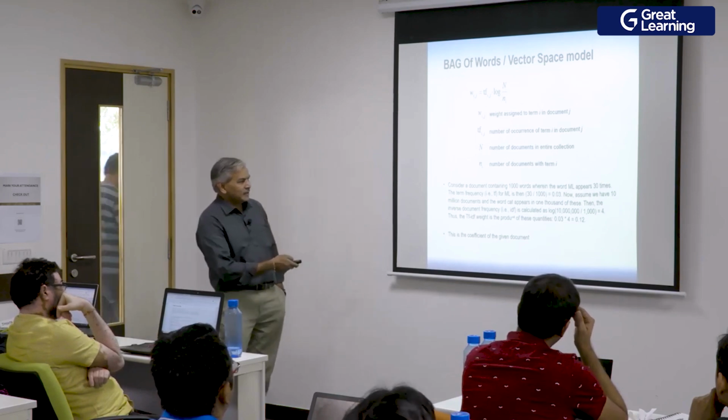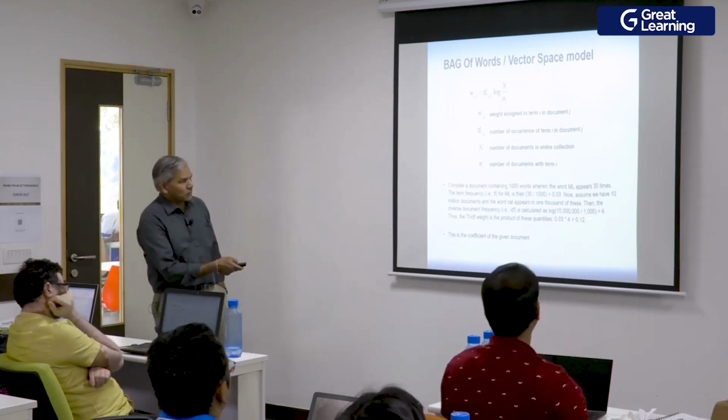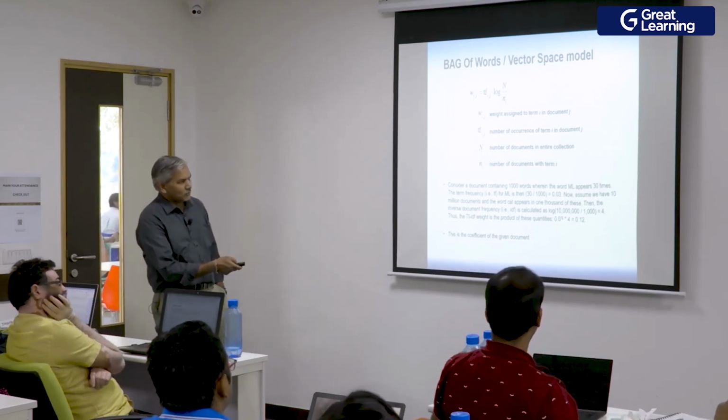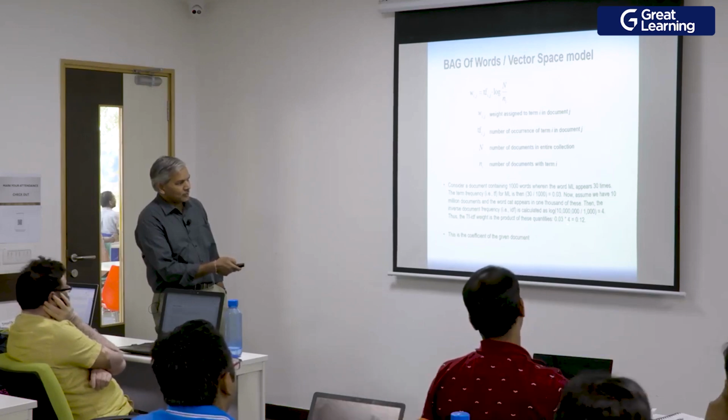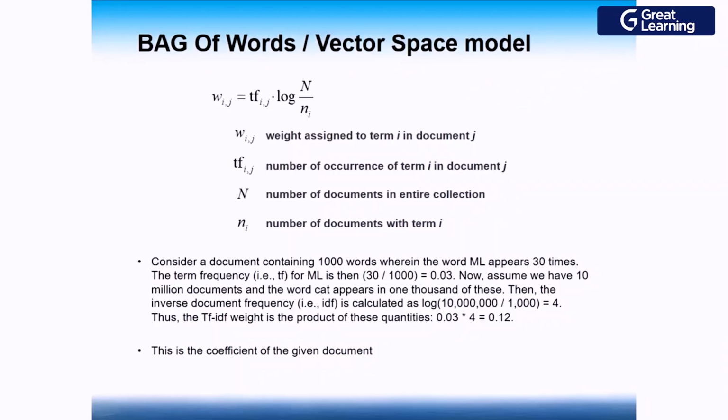So TF-IDF will be 0.03 into log of 4. Log of 4, not into 4, it will be log of 4, then it will come to around 0.12. So here, sir, actually, in the term frequency, it is 30 by 1000. In inverse, actually, it is Ni by N.